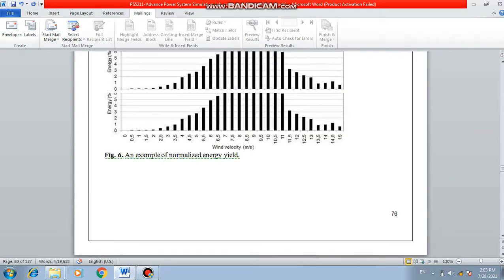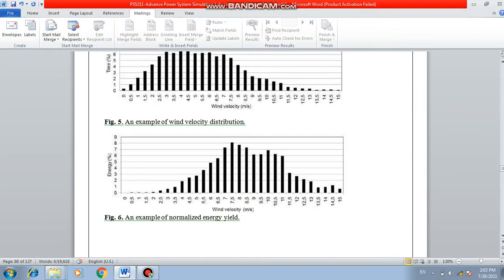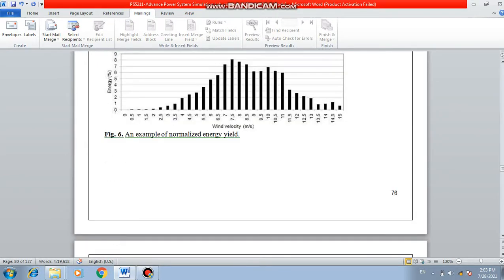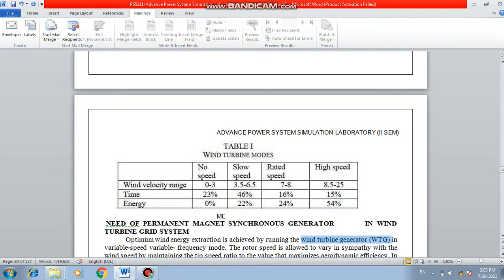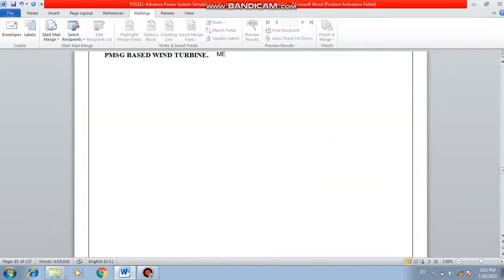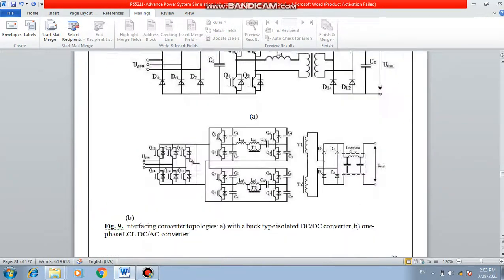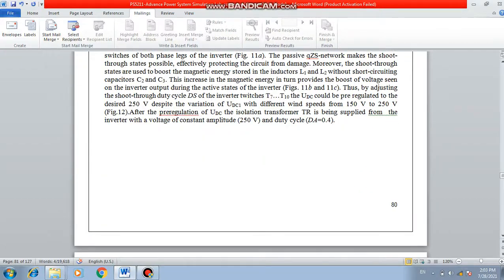And these are the various characteristic curves, the wind velocity distribution. This is the velocity distribution curve, and this is an example of energy yield, the variation between wind velocity and energy percentage. And these are the wind turbine modes: when there is no speed, low speed, rated speed, and high speed. These are the various ranges. The velocity range, time, and energy have been given. So these are the wind turbine model, the characteristic curves, and the converter topologies.